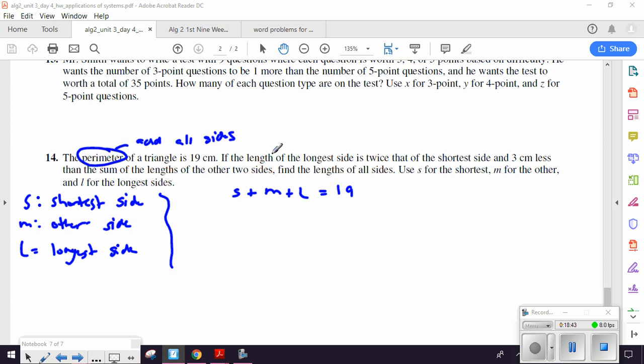Then it says the length of the longest side, so L equals twice that of the shortest side. So that means 2 times S. So that's our next equation. L equals 2 times S.